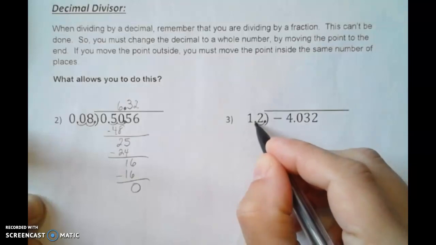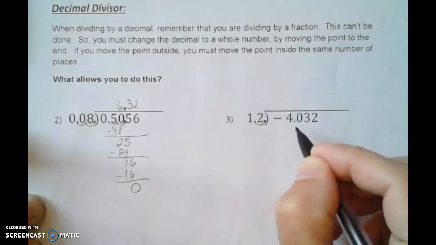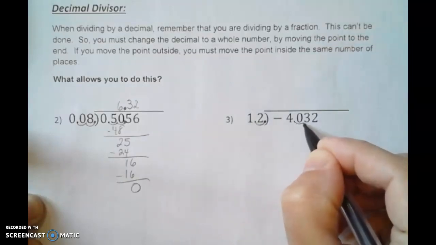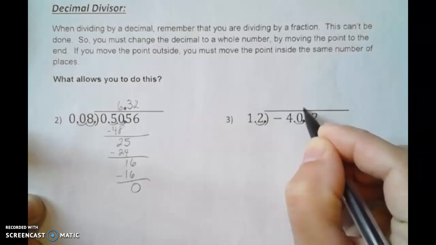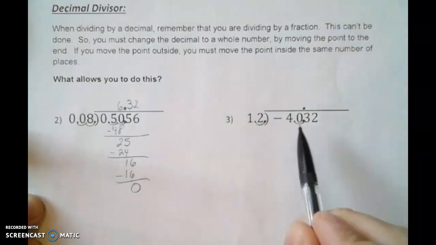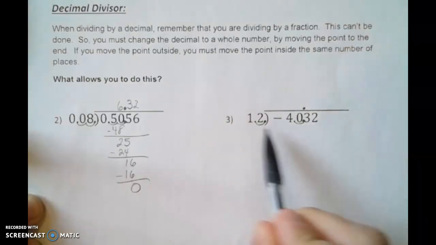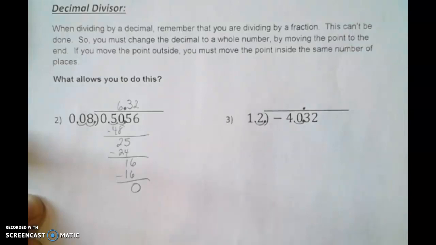Since I moved the decimal one place to the right on my divisor, I'll do the same thing on my dividend. And this is where the decimal goes in my answer. I bring it straight up. Okay, so now I have negative 40 and 32 hundredths divided by 12. And I'll worry about the signs later on. I'm just focused on the division at this point.